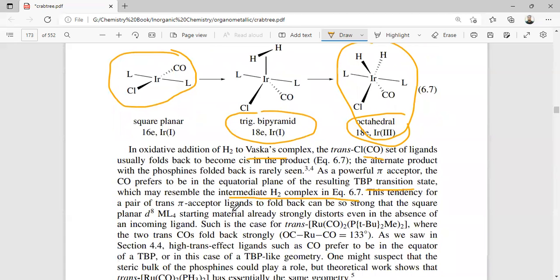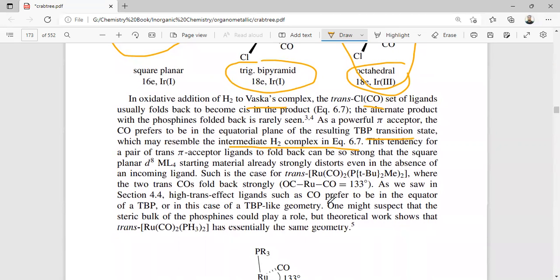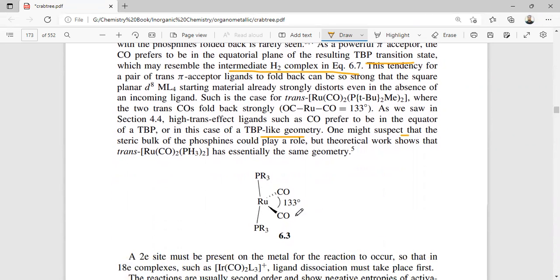The tendency for a pair of trans pi ligands to fold back can also be so strong that the square planar d8 ML4 starting material is already strongly distorted even in the absence of the incoming ligand. In such cases, trans CO ligands fold back strongly, as we saw in the high trans effect; ligands such as CO prefer to be equatorial in the TBP. In this case of TBP-like geometry, one might suspect that the steric bulk of the phosphine could play a role. So here, the CO ligands in the trans position fold back due to the higher steric bulk of the phosphine ligand. So here, this is a TBP-like structure.